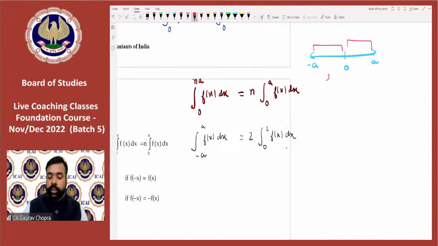All right. So this is the first part and this is the second part. That is why we have to multiply by 2. So 2 times the integration from 0 to a of f(x) dx. Whenever we have to travel from negative to positive, we can write in this manner.